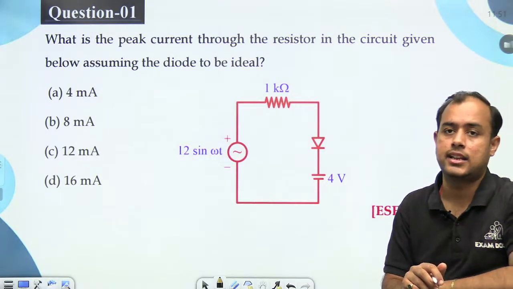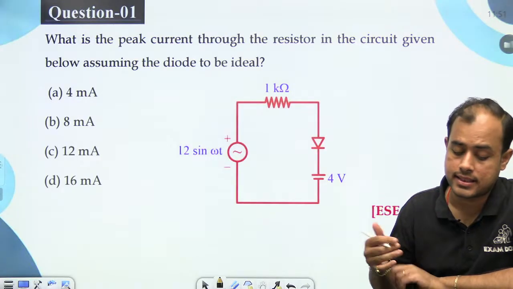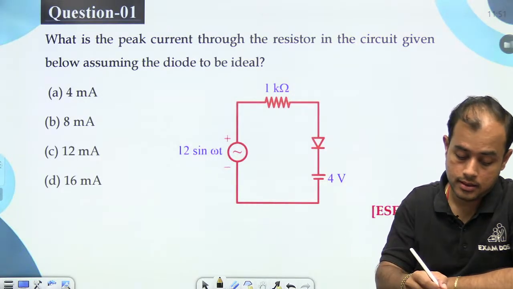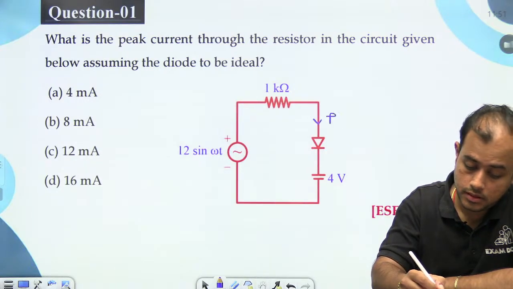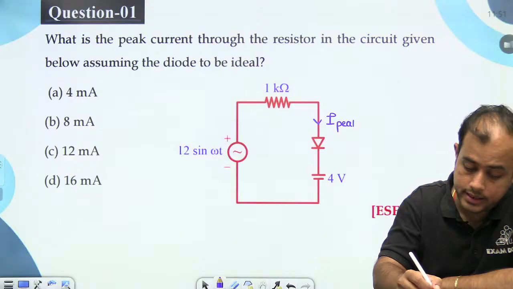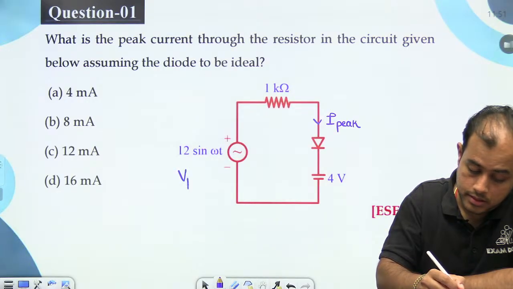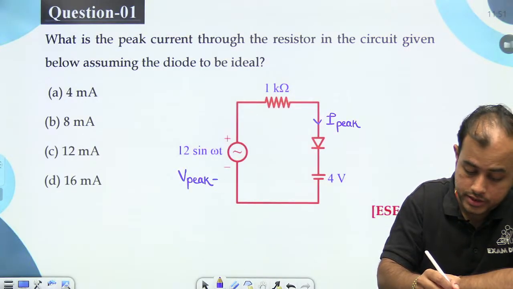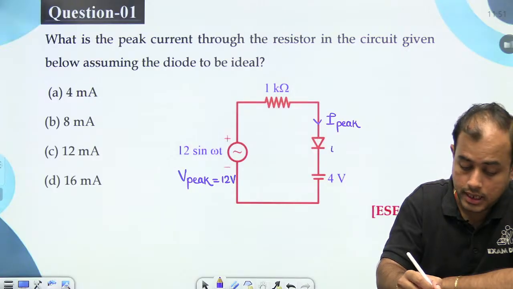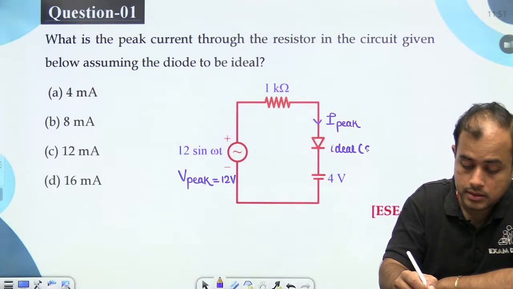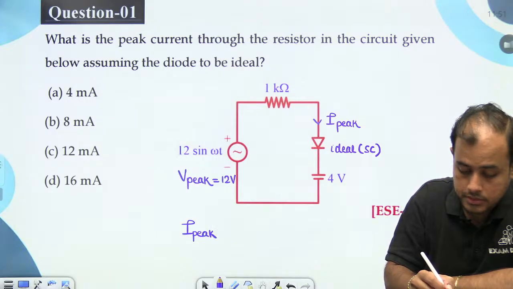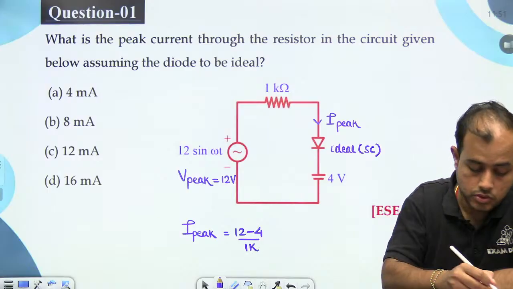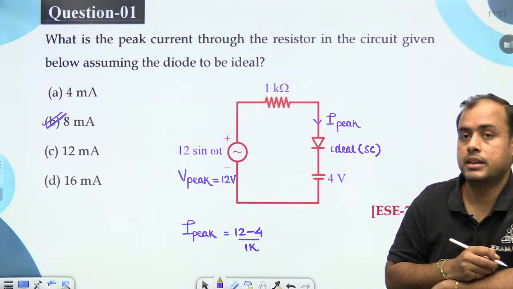ESE 2008. Peak current through the resistor. So, beta, for peak current, take the peak voltage 12 volt. Diode is ideal, so it will be short circuit. So it will be 8 milliampere.